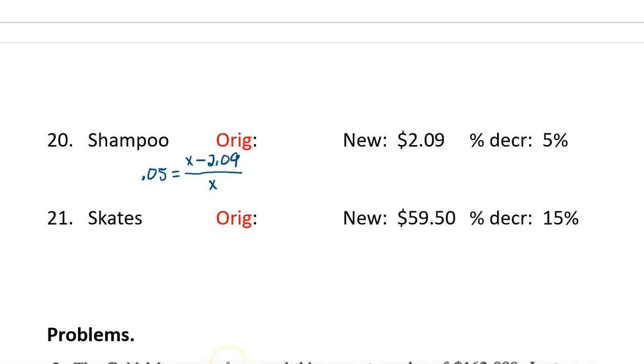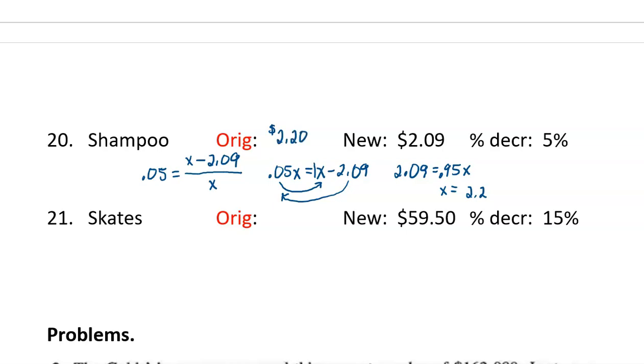Now solve the equation. Multiply the x to the other side. Subtract the x term to the right side so that it's with the 1x, and add the 2.09 to the left side. This becomes 2.09 is equal to 0.95x. And then use division to get x alone. 2.2. As a money value, this is $2.20.